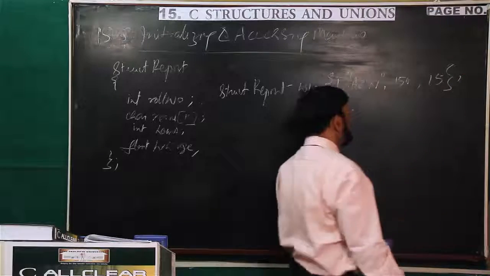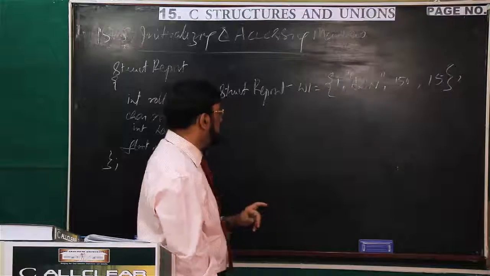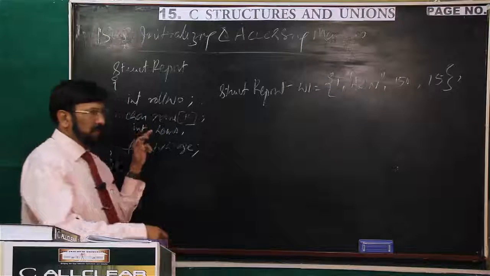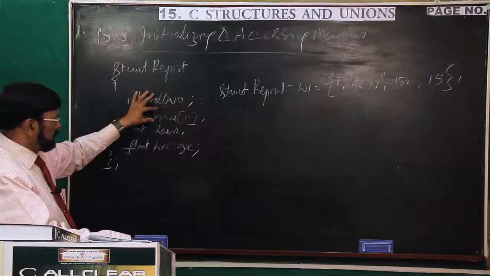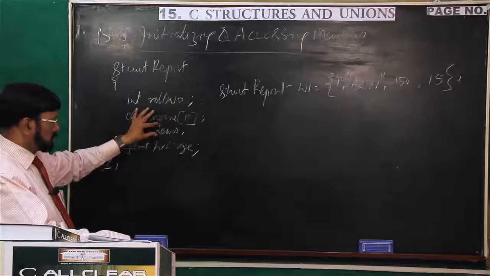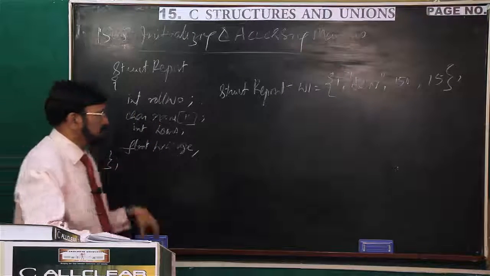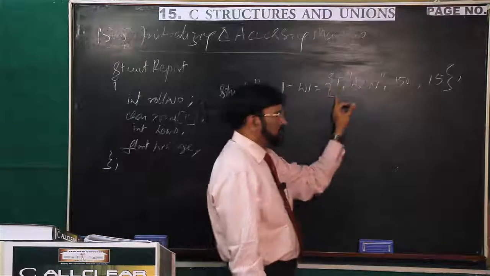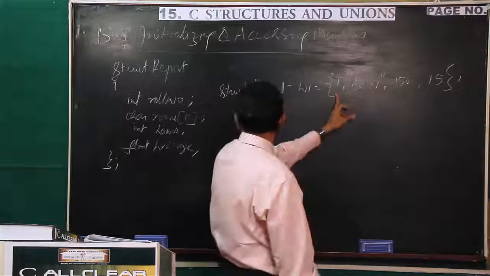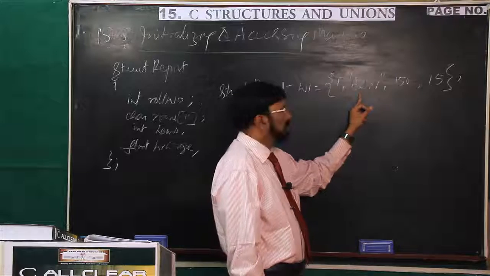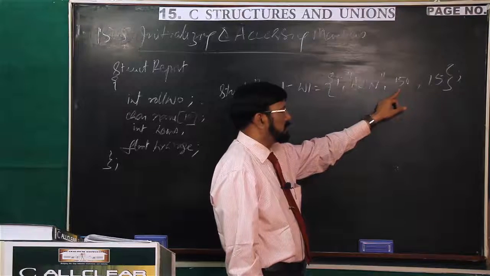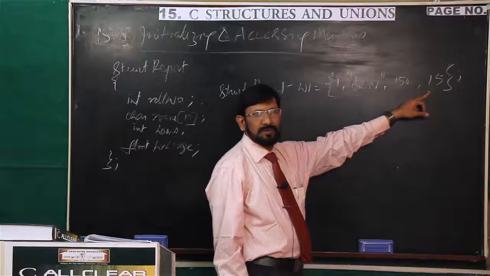Here you should strictly follow one principle. What is the order of the members in the structure? Roll number, name, hours, that is number of hours, and hourly wage. In the same order you have to initialize. The first one is roll number 1, name is Arun, number of hours 150, hourly wage 15 rupees.